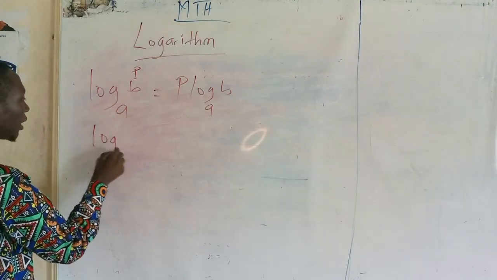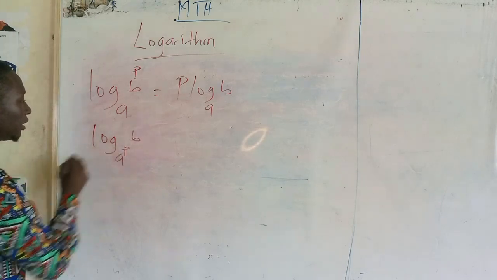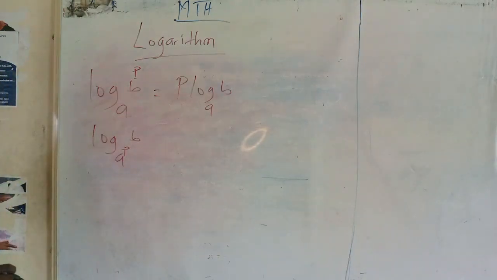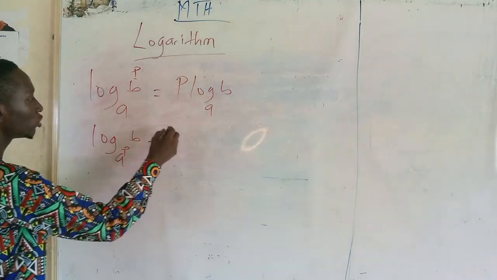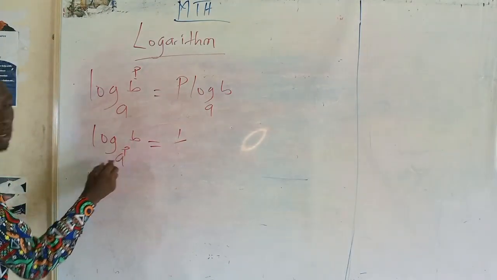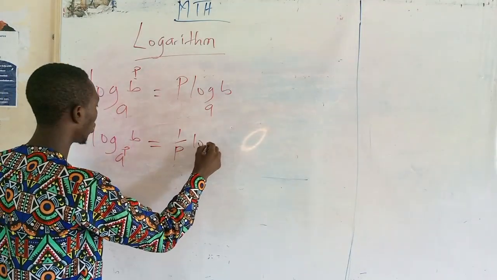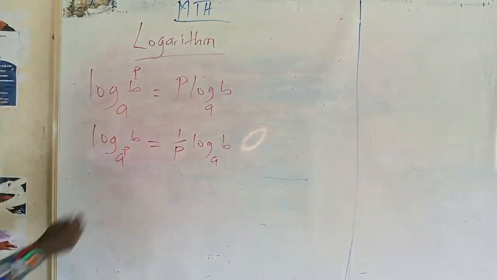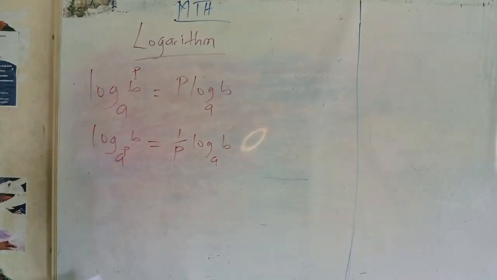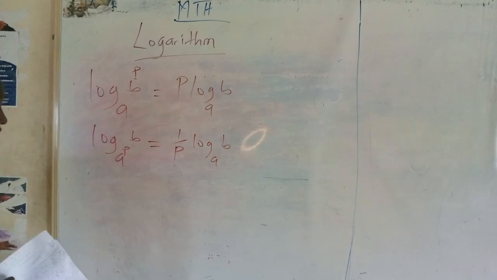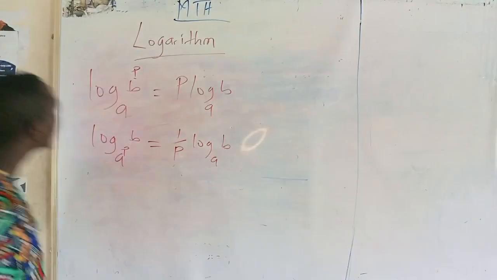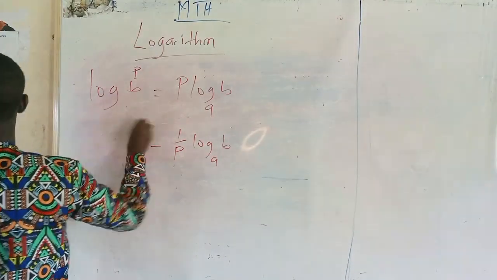Now, what if we have A B and then the P is on the base? It can be written like this. You just take the inverse of the power: 1 over P log A B. Why are we taking it back? Because the power is on the base, not on the log itself. So this is it. Take note of these laws of logarithm.